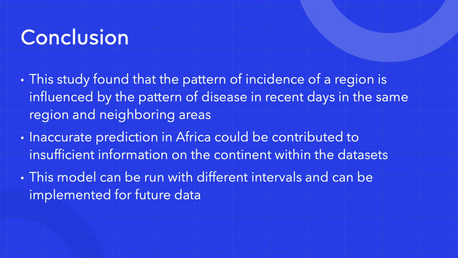So in conclusion, this study found that the pattern of incidence of a region is influenced by the pattern of disease in recent days in the same region and the neighboring areas. This conclusion was officially found after the evaluation set was 82% accurate. While this is good to see, there are still limitations to this study that impacted the results. For example, inaccurate prediction in Africa could be attributed to not having enough information on the continent within the datasets. Even with this, the model can be run with different intervals and can be implemented for future data. So the overall goal of creating a model that could predict COVID-19 incidence for a 2-week interval was successful.